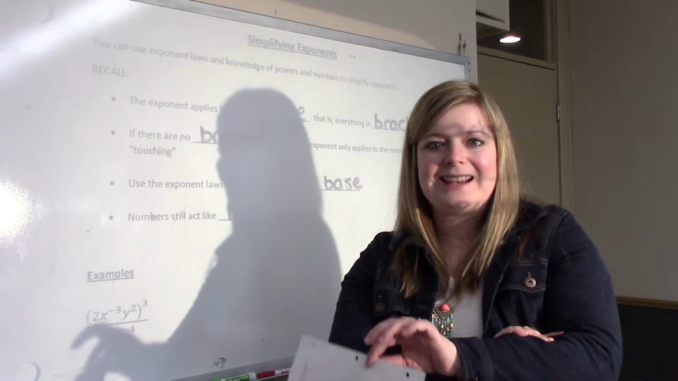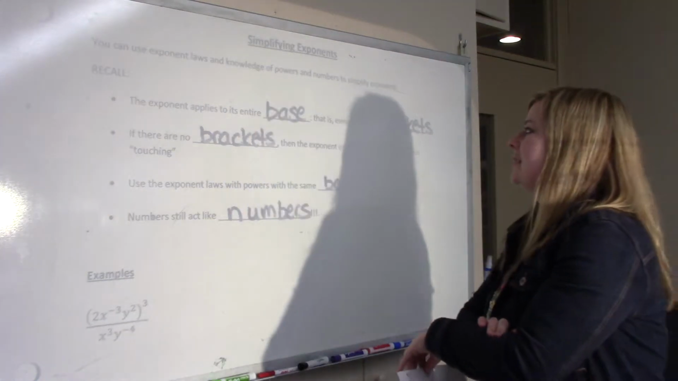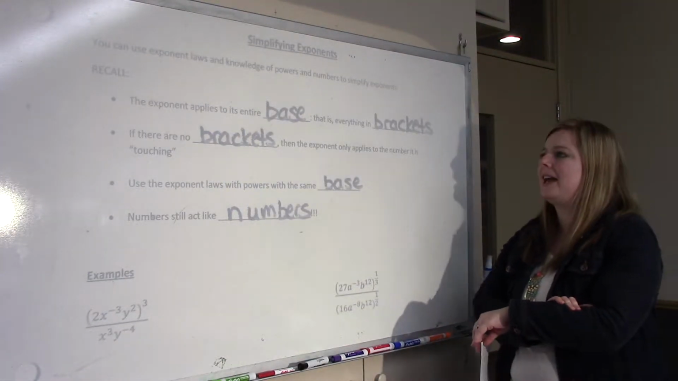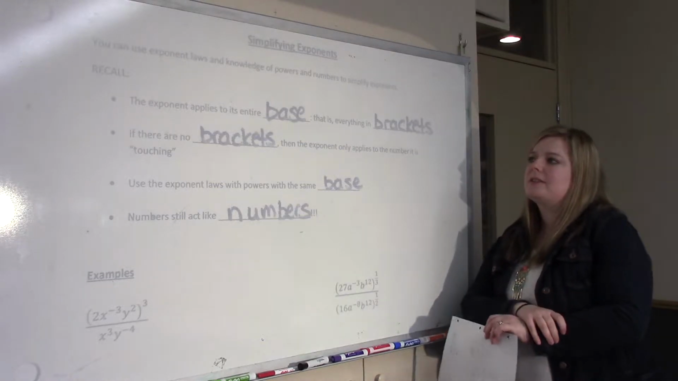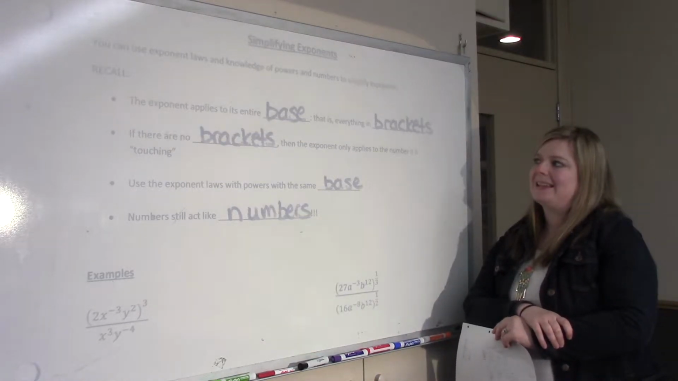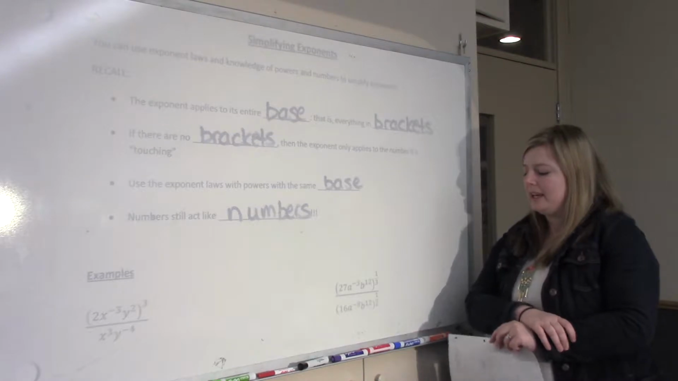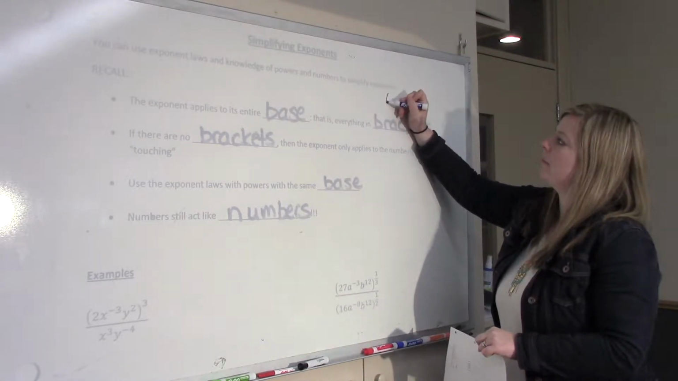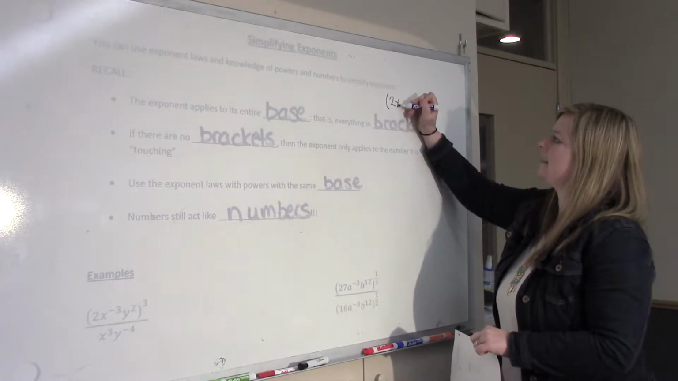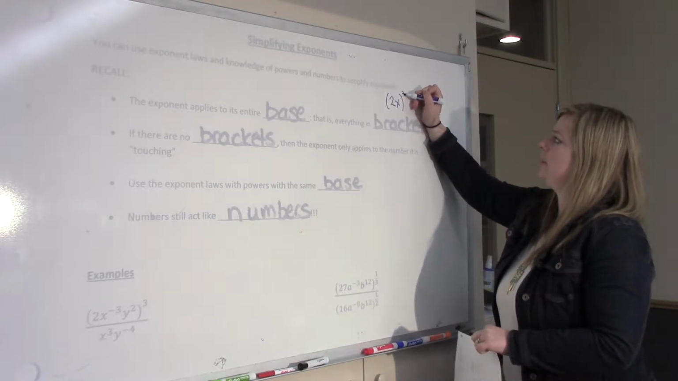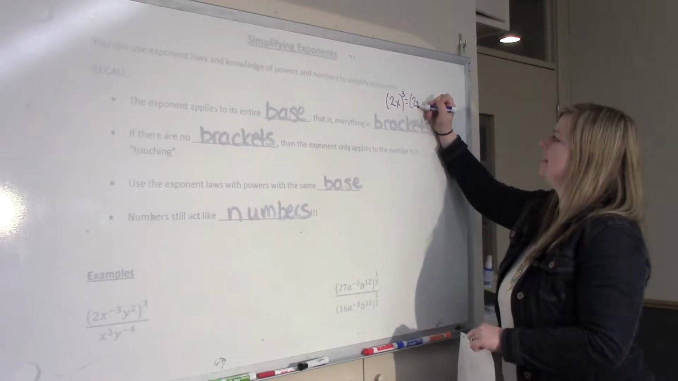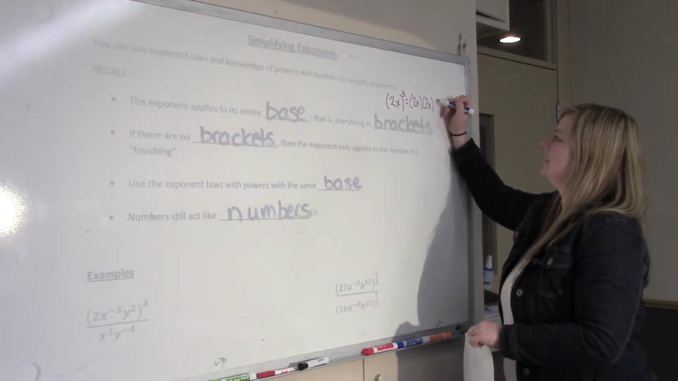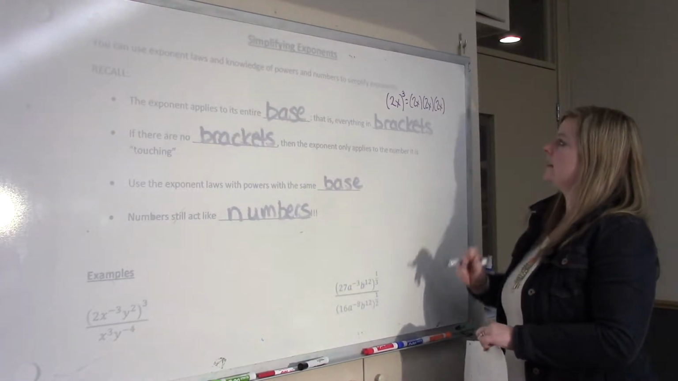So, simplifying. First, let's recall some rules. The exponent applies to its entire base, so that is everything in the brackets. Remember, if you have something like (2x) cubed, that is 2x times 2x times 2x.